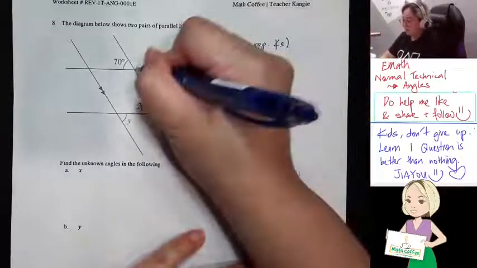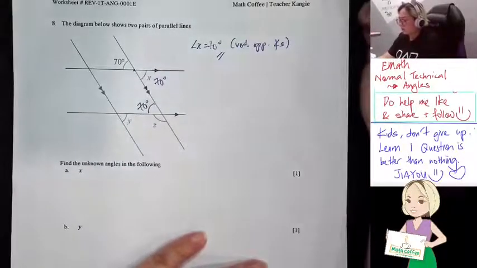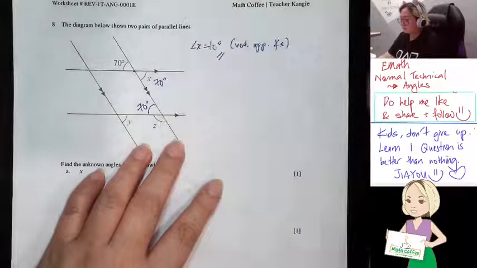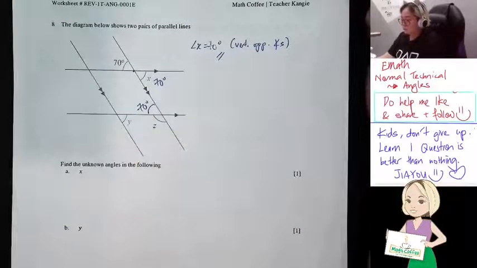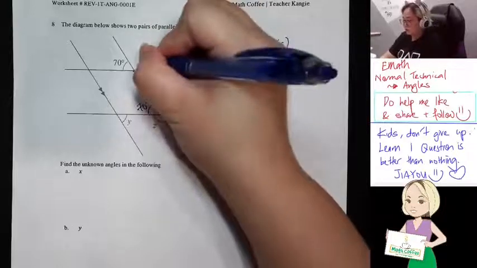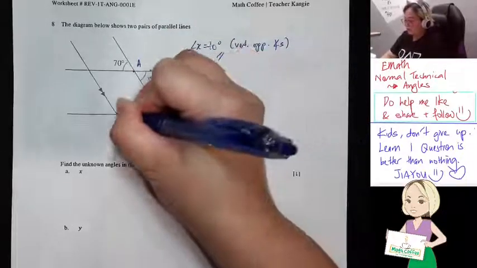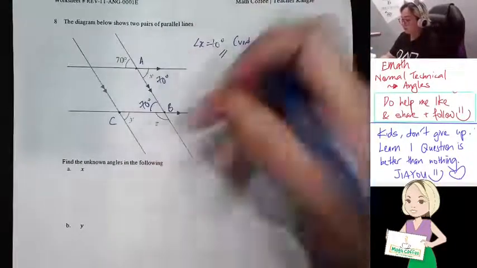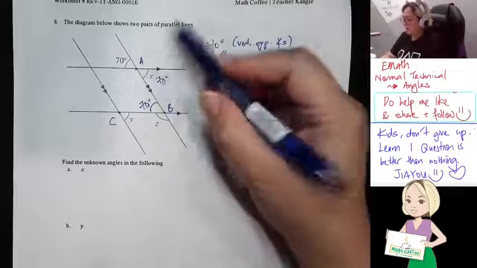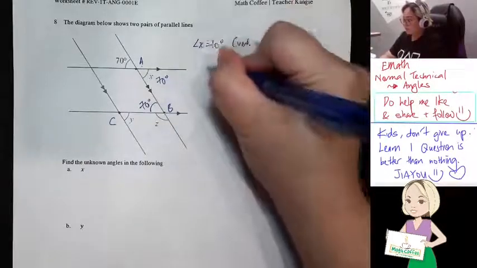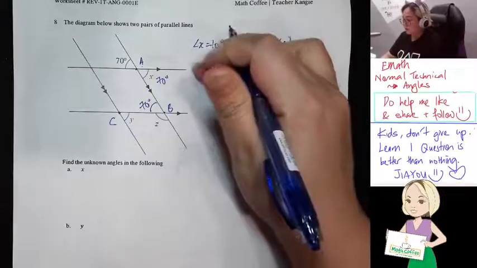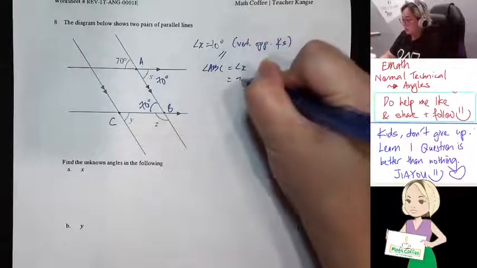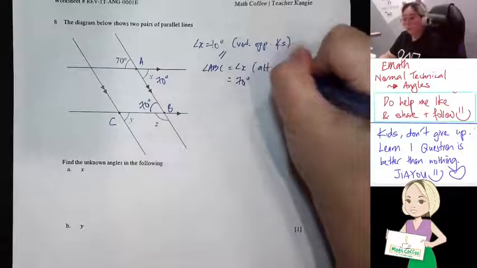So you can give alphabets. You can put in alphabets. Okay, put in alphabets A, B, C. I'm going to put this as A, this as B, and this as C. Put in the necessary alphabets. Not everything you need to label. So I'm going to say angle ABC is equal to angle X, which is equal to 70 degrees. This is Z. So it's alternate angles.